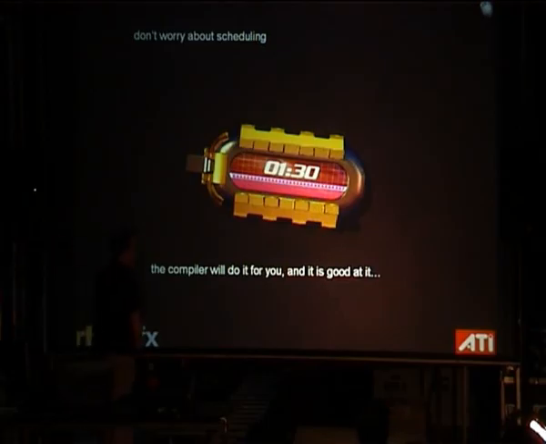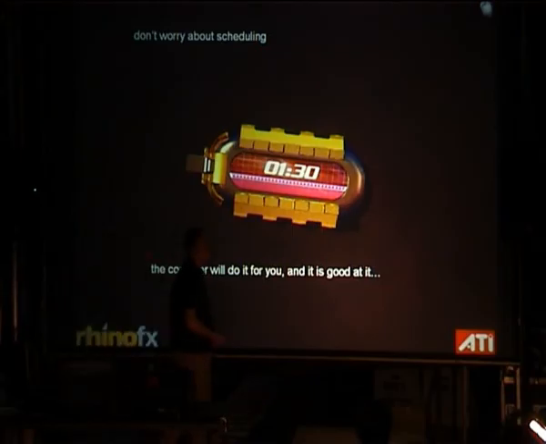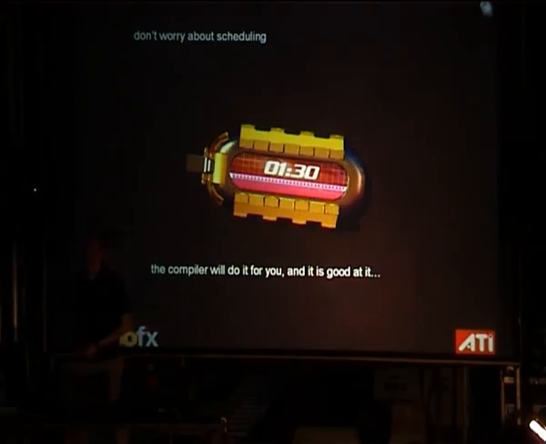Don't worry about scheduling your instructions in the pixel shader. The compiler does it, and it does a pretty good job at it. If you find a case where you can beat our compiler with hand-optimized code, we would like to hear about it. But generally, the scheduler is pretty good.